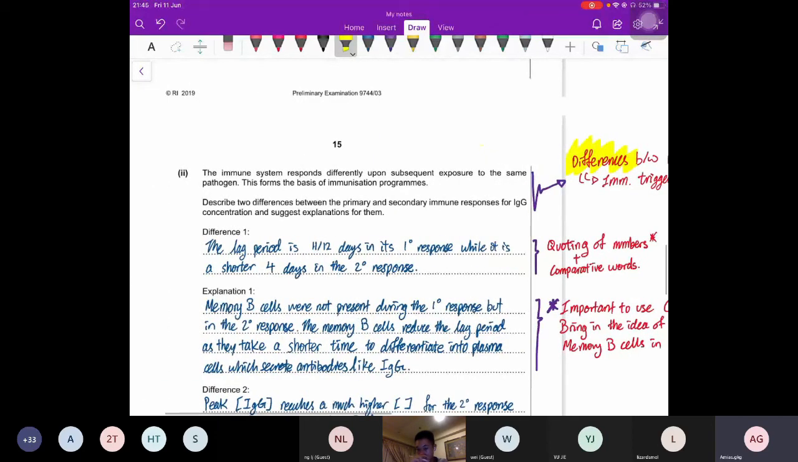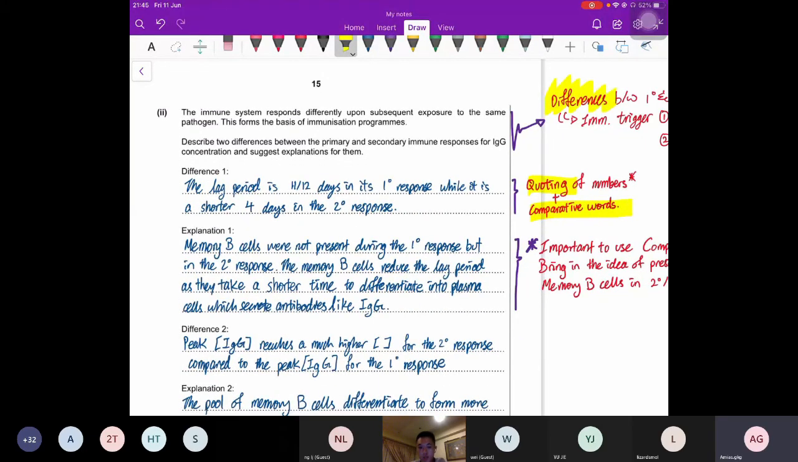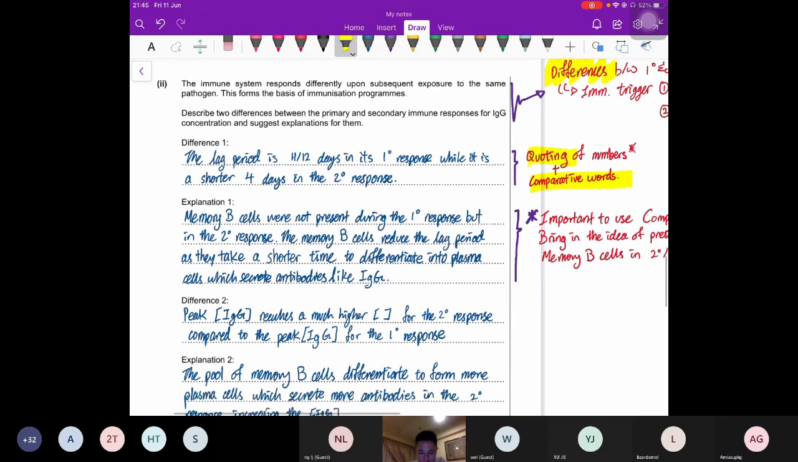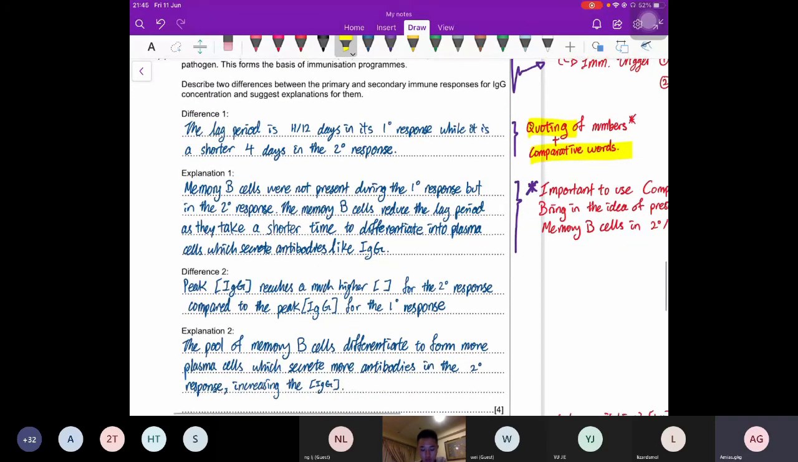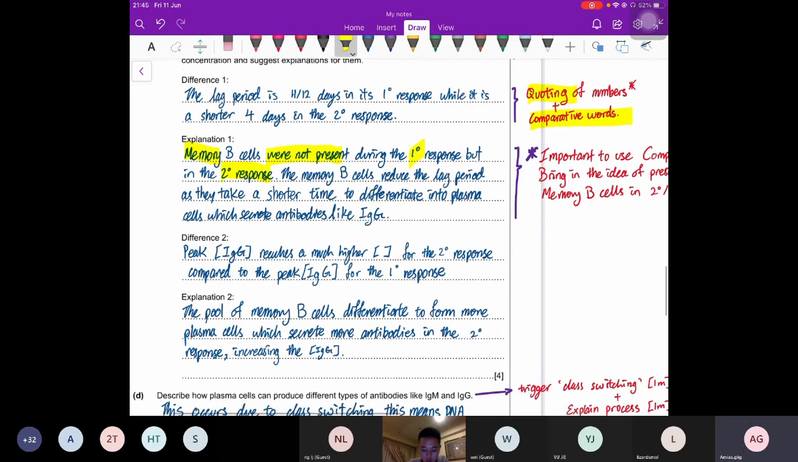So your first difference, again, you quote and you use comparative words. You quote the numbers. The lag period is 11 to 12 days in the primary response, while it's a shorter 4 days in the secondary response. The explanation, of course, is that memory cells were not present during the primary response, but they were present in the secondary response. The memory B cells reduce the lag period because they take a shorter time to differentiate into plasma cells.